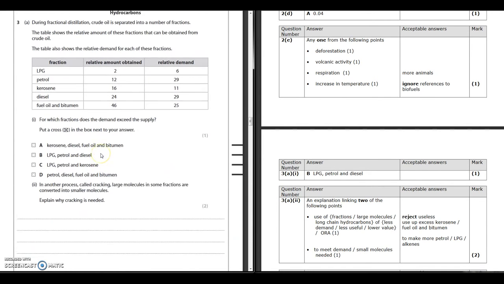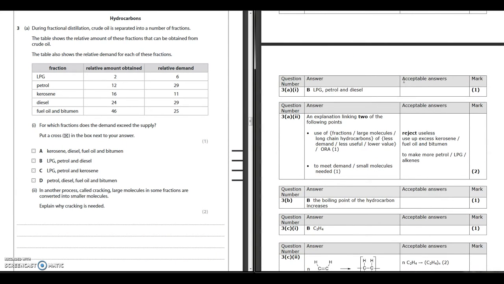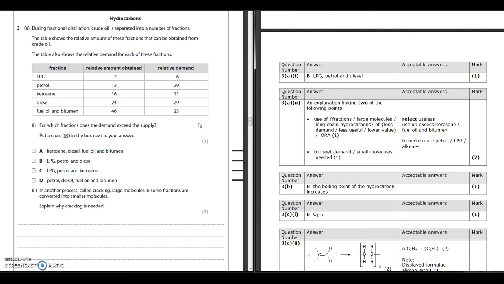Skipping past the blank pages. Hydrocarbons. So for 3A part 1, using the table, we want to know which fractions does the demand exceed the supply. And it's just looking up here. So we've got 2, we want 6, so LPG's on my list.